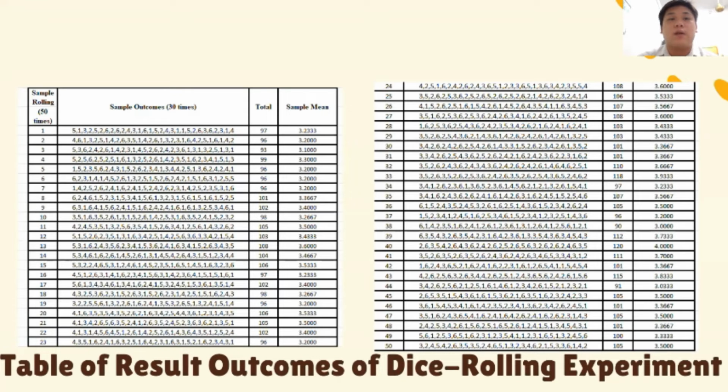First is the table of result outcomes of the dice rolling experiment. In the table, we have the sample rolling about 50 times, sample outcomes, total, and sample mean. Each sample rolling has 30 outcomes, so we need to roll the dice about 1,500 times.